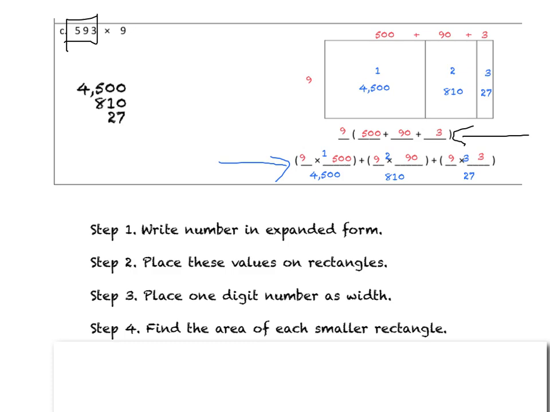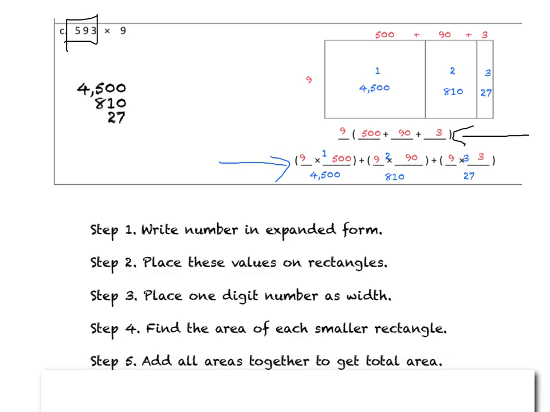Now, my final thing to do is to add all the areas together to get my total. So if I add my areas together, which is 4,500, 810, and 27, that would equal 5,337, which is what 593 times 9 equals.